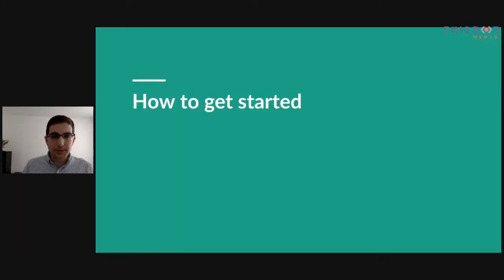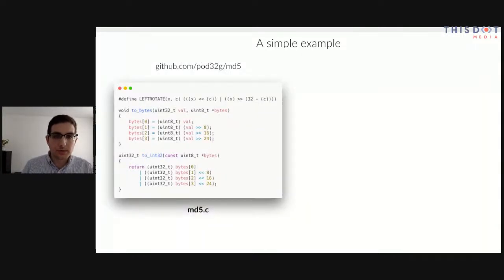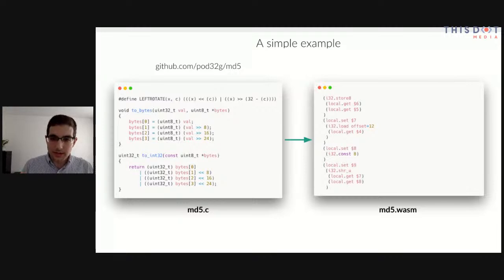Okay, so now that we know what WebAssembly is, how do we actually start using it? As a concrete example, I went on GitHub and found this repository that implements the MD5 hashing algorithm. And it's very simple. It only has one file, md5.c. All it does is it has a main function. The main function takes as input a string. It will take that string of arbitrary length, hash it into an MD5 hash, and return it. That's basically all it does. And so the goal here is, how do we go from this C code into this WebAssembly?